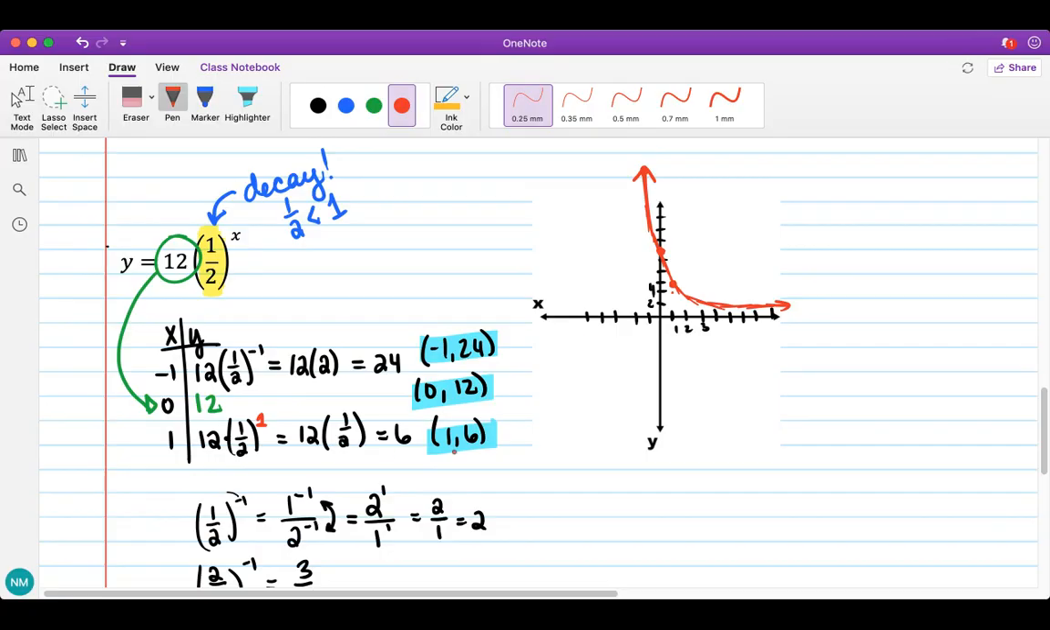If we plugged in, let's say we plugged in 2 just for the sake of seeing where it's going to go. So if I have 12 times 1/2 squared, right, this becomes 1 over 4. So 12 times 1 over 4, 12 divided by 4 is equal to 3. So this would have actually been 2, 3. Yeah, right there.